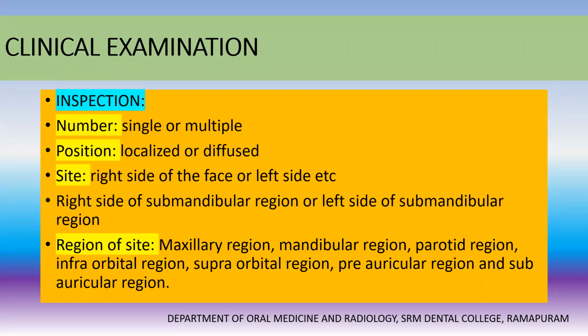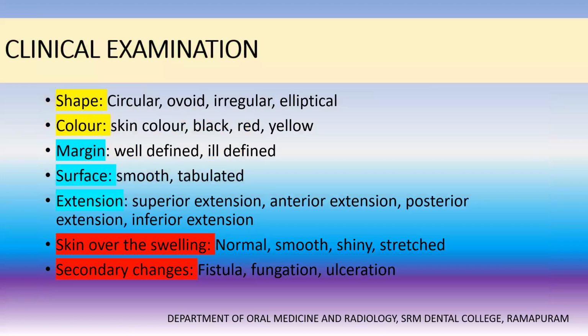Under inspection, the number of swellings has to be noted down, whether the swelling is single or multiple. Next is the position, whether it is localized or a diffuse swelling. The site of the swelling, in which part of the face it is present, like the mandible or maxilla or zygoma, anterior part of mandible, etc. Region of the site, that is the more specific anatomical landmarks of that particular site, like the supraorbital region, the infraorbital region, the commissures of the lip, the tragus region, preauricular region, etc. This has to be more specific and it helps us in identifying the borders of the swelling.